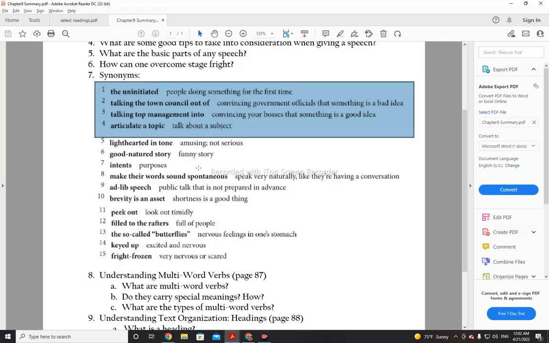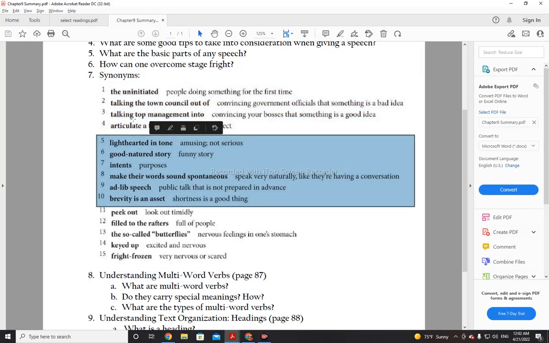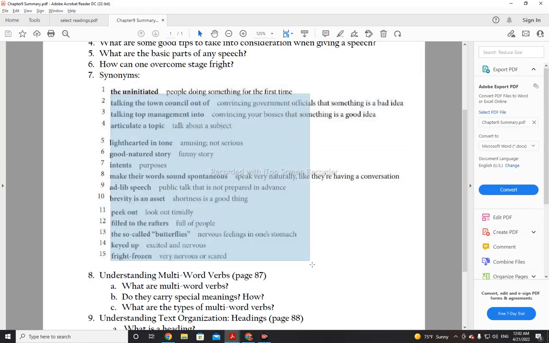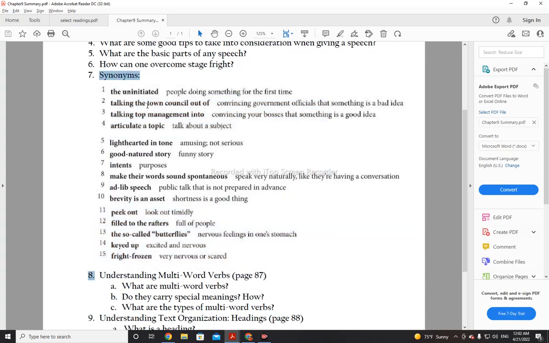So should I read them, like give you the information in English and Arabic? Yeah. The uninitiated, I think this is how I say it. Oh my God, this is really difficult. How do I say it again? Uninitiated. Okay, that's that one. People doing something for the first time. I think this is called المبتدئين in Arabic.